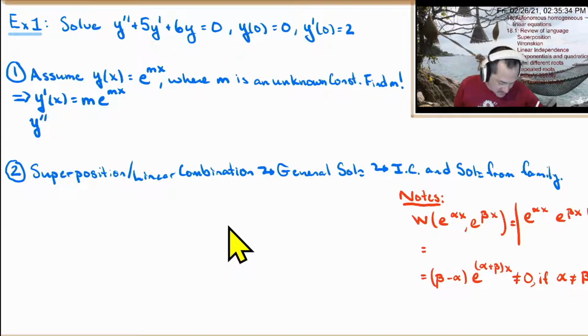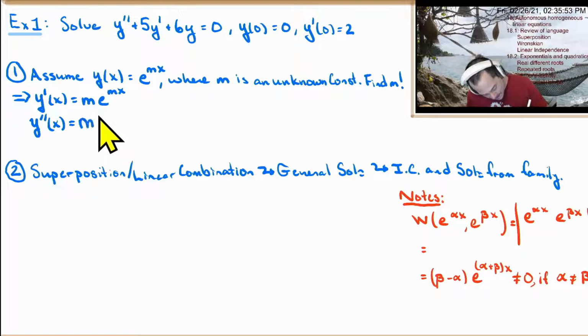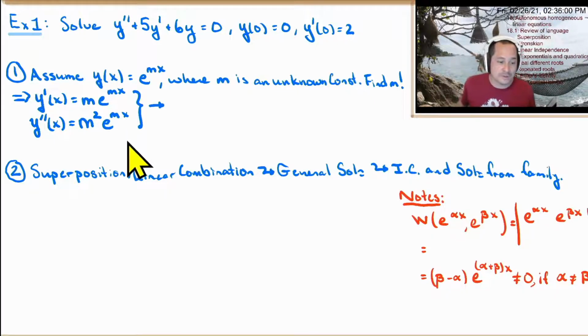Well, this is a second order DiffyQ, so I need to take a second derivative here. And if I take a second derivative, what's the derivative of m e to the mx? Right? I take another derivative. m is an unknown constant, so that m comes down, and I get m squared e to the mx. So what am I going to do with all this razzmatazz? I'm going to take this razzmatazz and I'm going to plug it into the original ordinary differential equation.